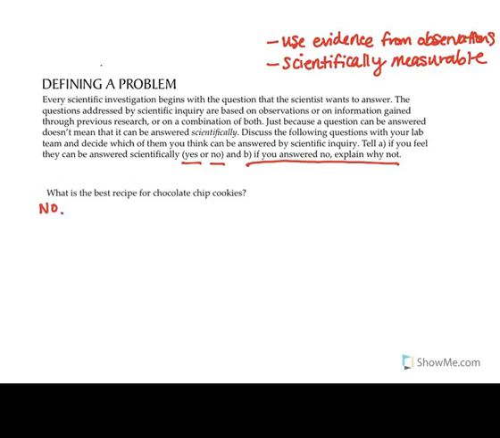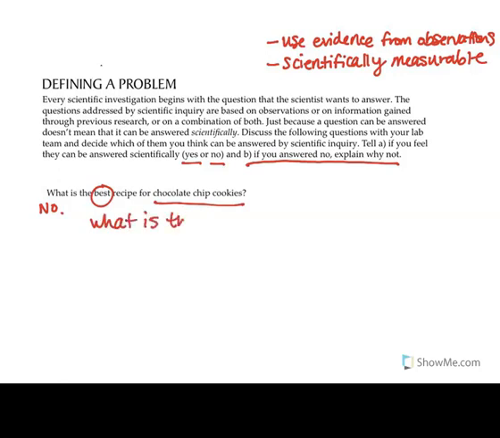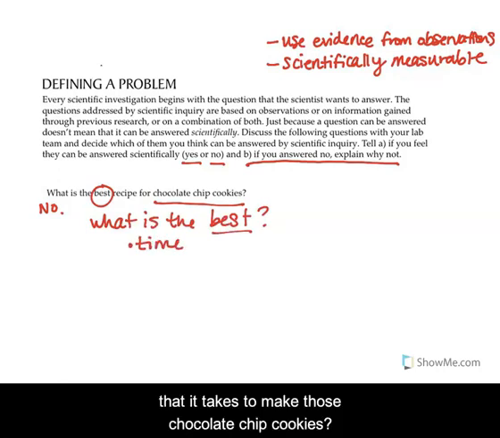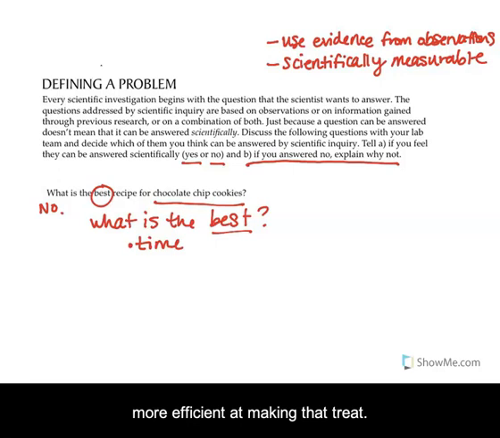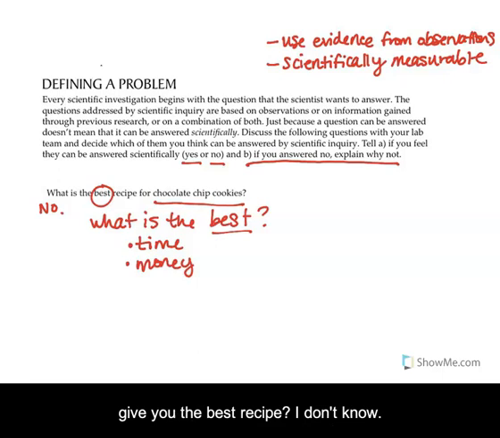Well, I'm wanting to know what the best recipe is for chocolate chip cookies. What does that mean? What does the best mean? Are you talking about the amount of time that it takes to make those chocolate chip cookies? So minimal amount of time is the best recipe because it's more efficient in making that treat. Are you talking about cost? Are you talking about the least amount of money is going to give you the best recipe? I don't know what you mean by that.